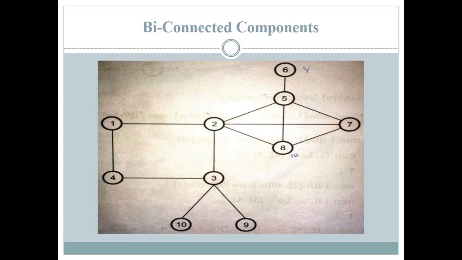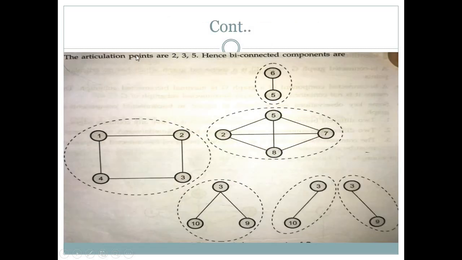Now bi-connected components. If we have this type of graph and it has many articulation points, here we can see 2, 3 and 5 are articulation points. With the articulation points 2, 3 and 5, we can get these separate components of the graph. These components are known as bi-connected components.